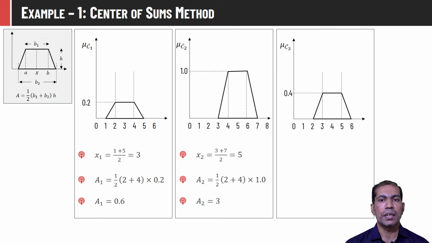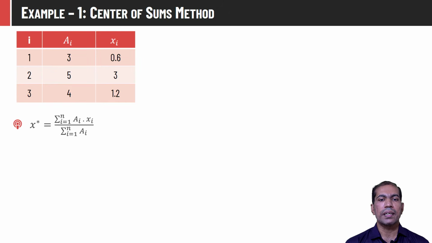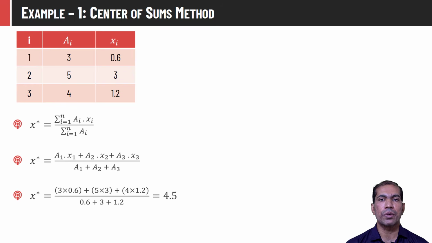And in an identical way, we can compute the center for the third fuzzy output function, and we can also compute the area for this function, which is 1.2. So this table summarizes the area and the center for all these three polygons. The crisp value corresponding to these fuzzy sets would be the summation of area multiplied by its center value, divided by the summation of area. If we expand this equation and put in the appropriate values, we will end up with a crisp value of 4.5.